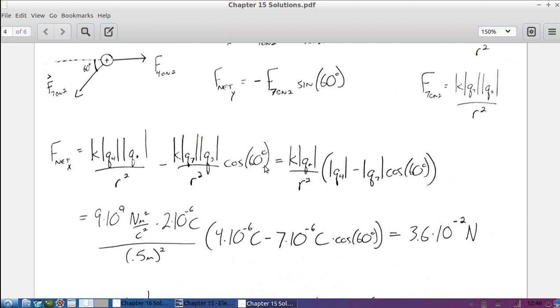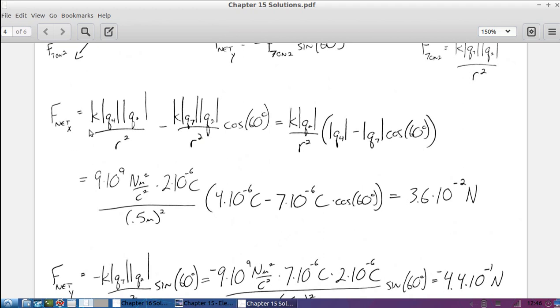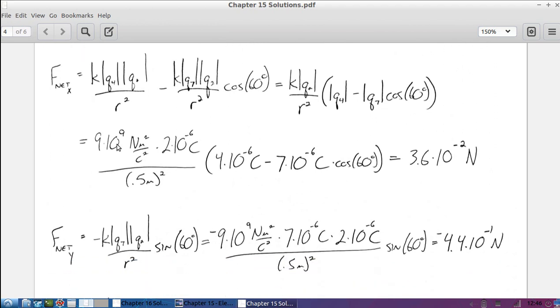I could plug my numbers in, but I do have some common factors to help with my calculations. Both of these terms have a k in them, both of them have q2 in them, and both of them have r squared in the denominator. So I'm factoring out a k, the magnitude of q2, and the r squared. What I'm left with is the magnitude of q4 minus the magnitude of q7 times the cosine of 60. Again, factoring it out is just to not deal with powers of 10 as much, and eliminate as many calculation errors as I can.